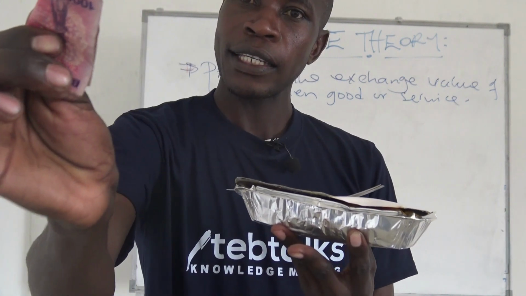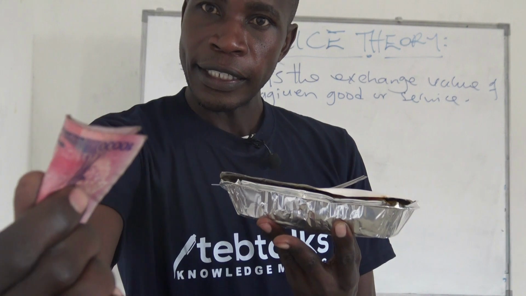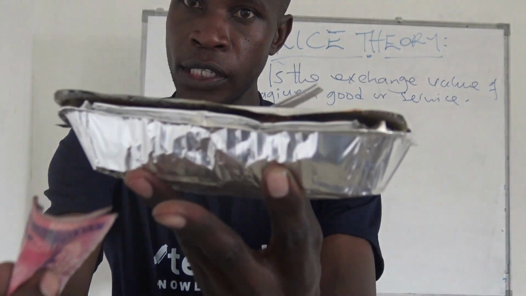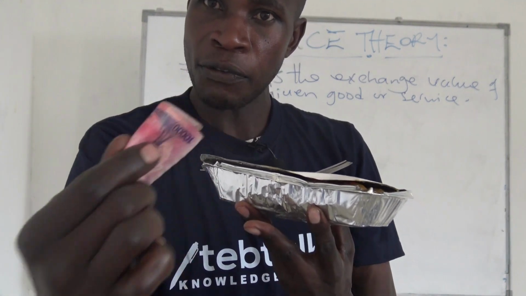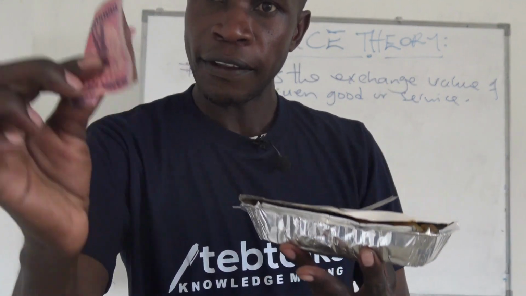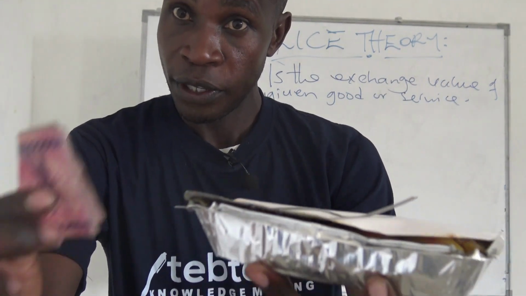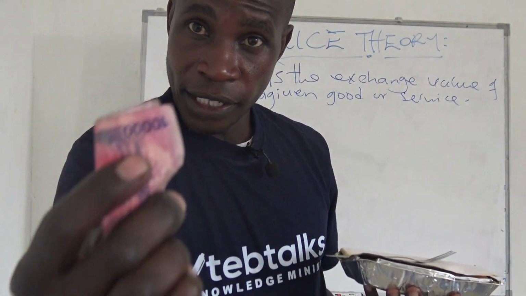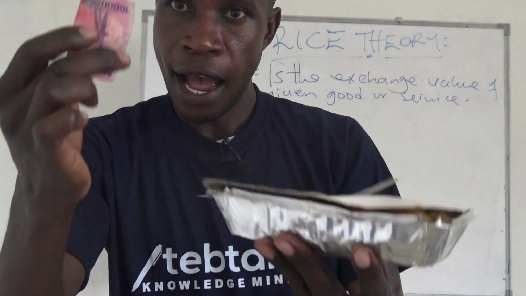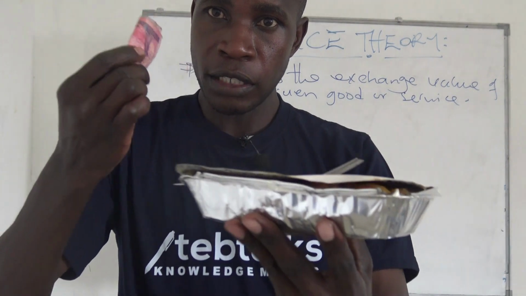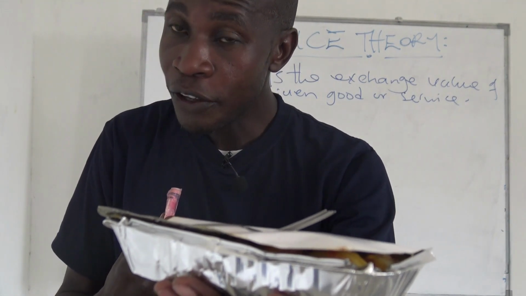So this is the exchange value of this food. And therefore, since it is the exchange value of this food, this is the price for this. Are we together? This price, this amount, is the exchange value for this. And therefore, this is the price for this. Are we together? Yes.